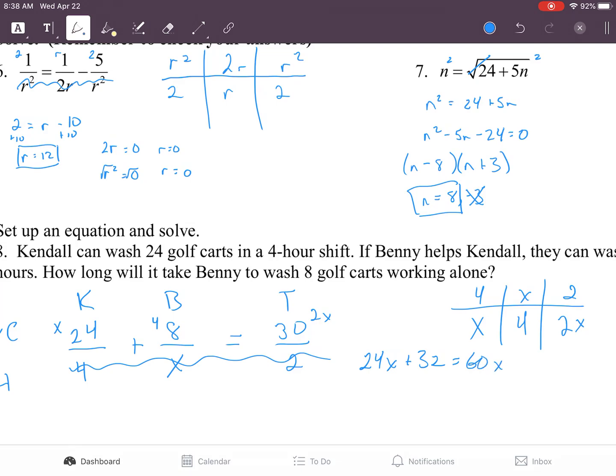Okay, so I'm going to subtract 24x from the other side. So I have 32 equal to 60 minus 24, which gives you 36x. And then divide both sides by 36. 32 divided by 36, that's going to be 0.88. All right.